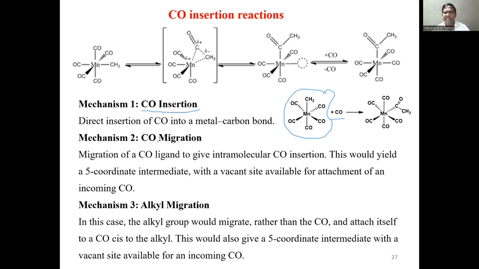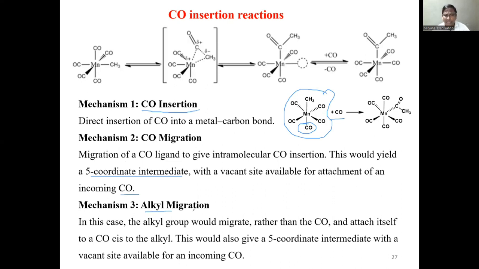The second mechanism is CO migration. That means one of the COs which is cis, because this CO is trans to the metal alkyl complex, so this cannot migrate. So out of these 4 CO, one of the CO migrates to this methyl, so that you get the acyl. This would give the 5 coordinated intermediate. This is a vacant site, and the incoming CO joins the vacant site. So this is a CO migration.